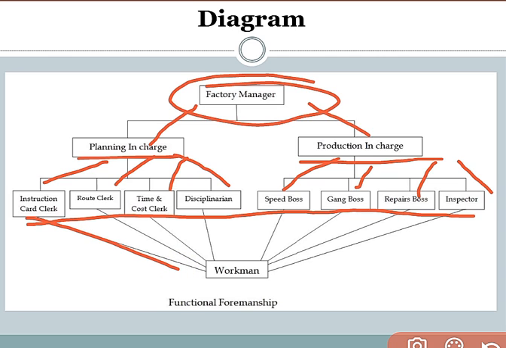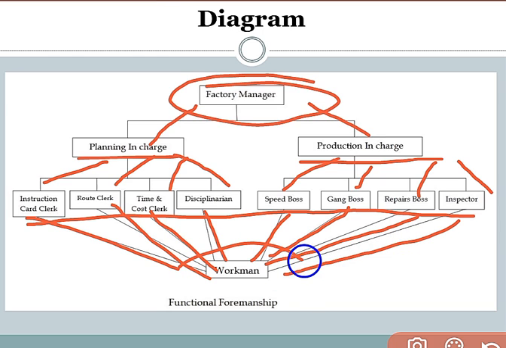workmen, the workforce who is working at the factory for production, right? So all are working for the development, guidance and direction of the workmen at the workplace, right? So this is all about functional foremanship.